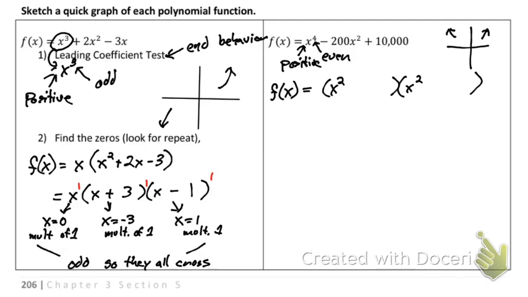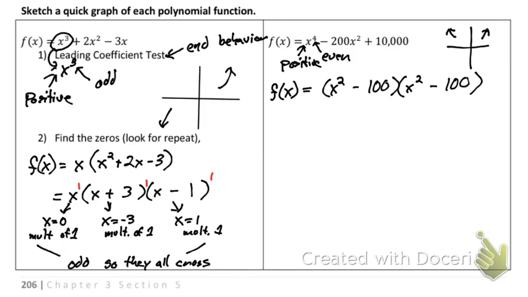So now all I'm doing is looking for a number that multiplies together to give me 10,000, and when I add it together, it gives me negative 200. What would those numbers be? Got an idea? Yeah, negative 100 and negative 100. Well, negative 100 times negative 100 is 10,000, right? And negative 100 plus negative 100 is negative 200. All right, so we're good there.